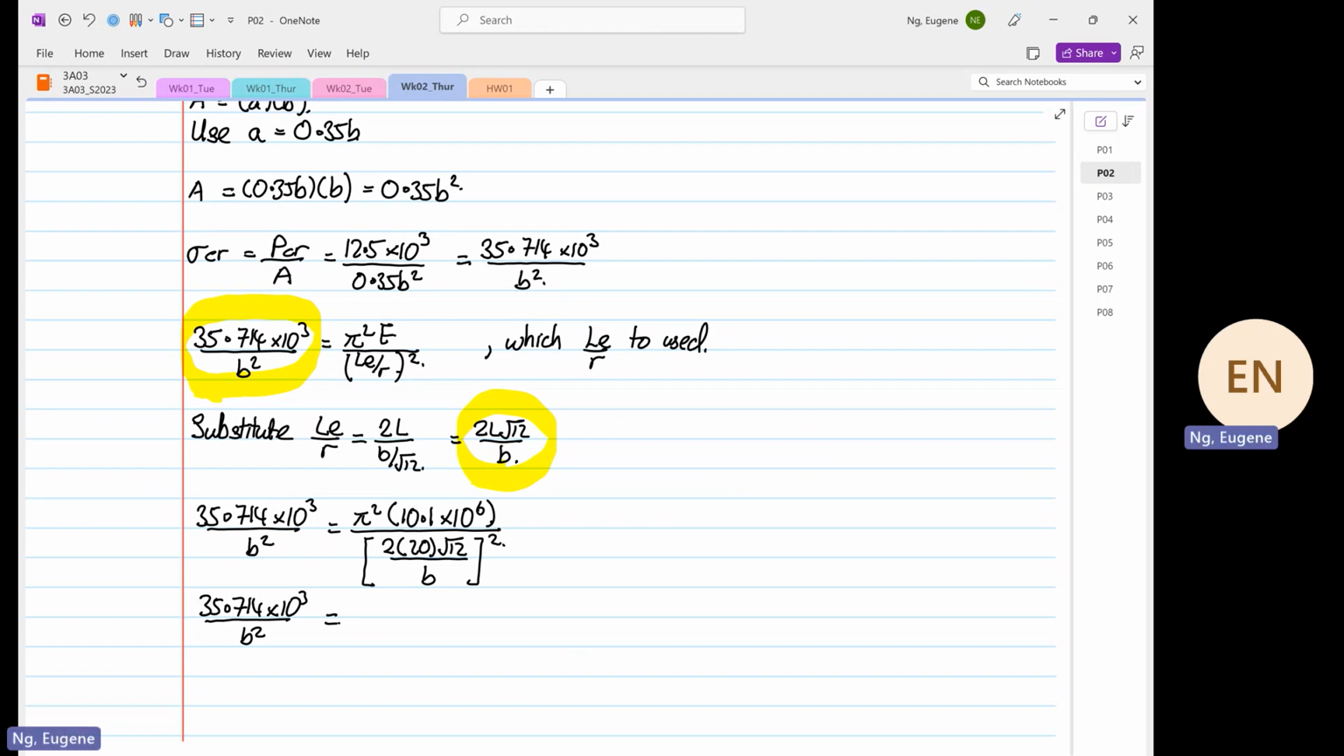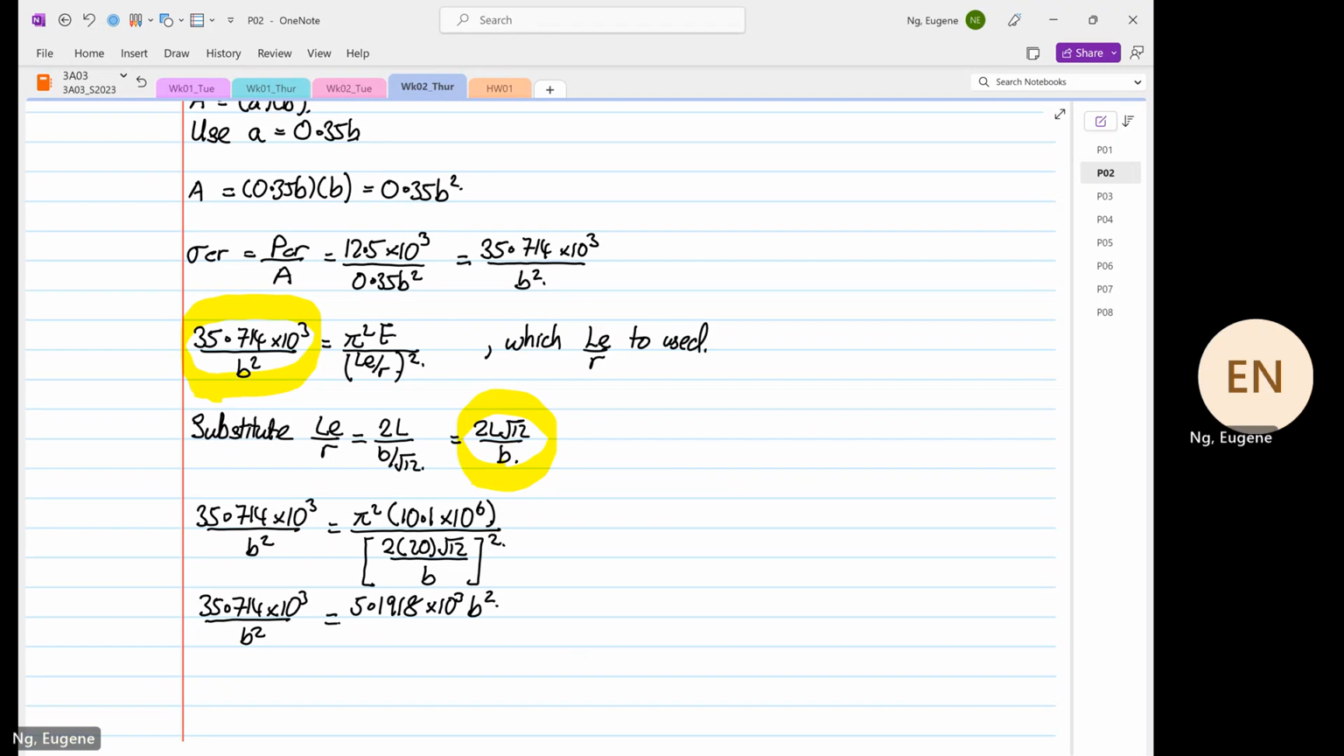I think I pressed something wrong, so pi squared times 10.1 power 6 divided by bracket 2 times 20 times square root 12 close bracket, the whole thing squared is equal to 5.1918 times 10 to the power 3 b squared.